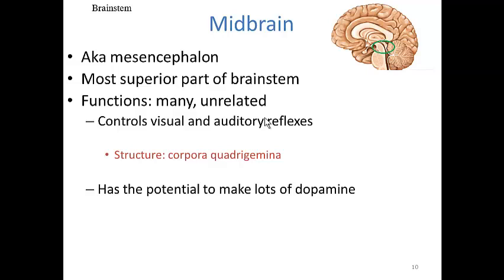Next is the midbrain, which is sometimes referred to as the mesencephalon. The midbrain is the most superior portion of the brain stem. In terms of its function, it has a lot of different unrelated complicated functions, and there's really too much to go into any detail here. One of the things that the midbrain does is that it controls visual and auditory reflexes.